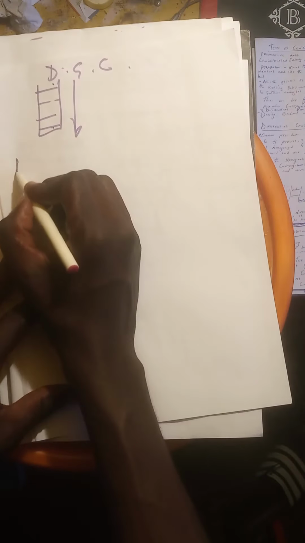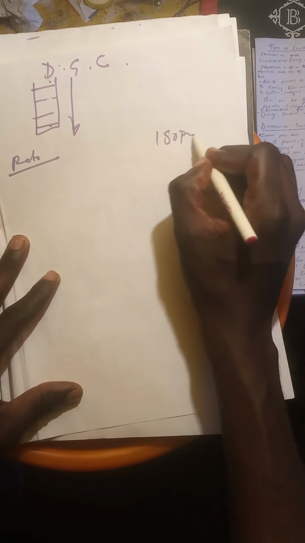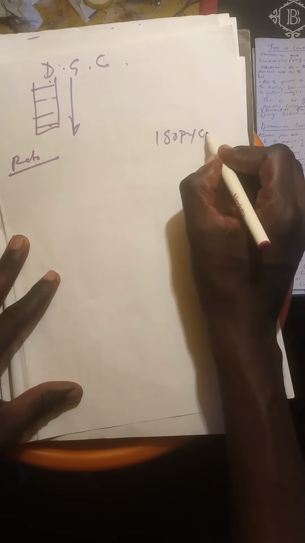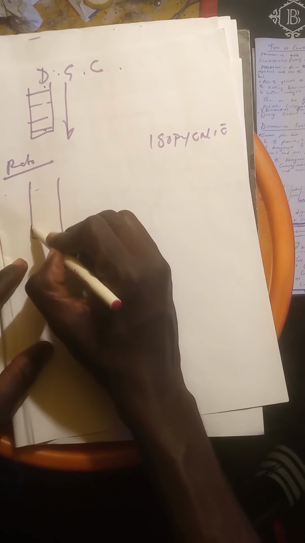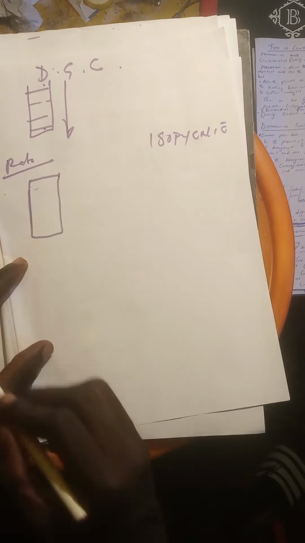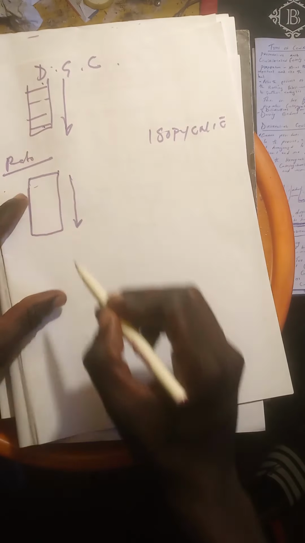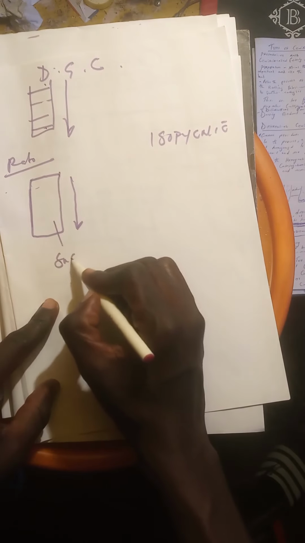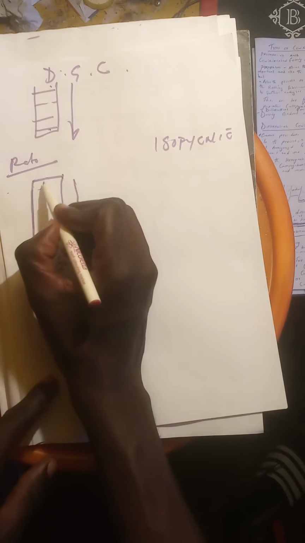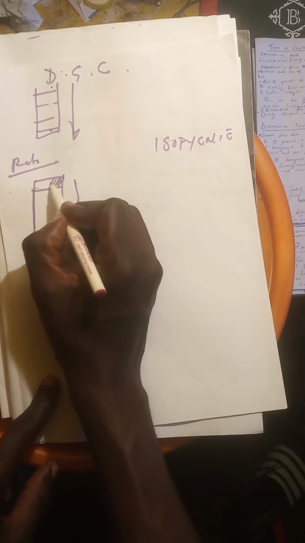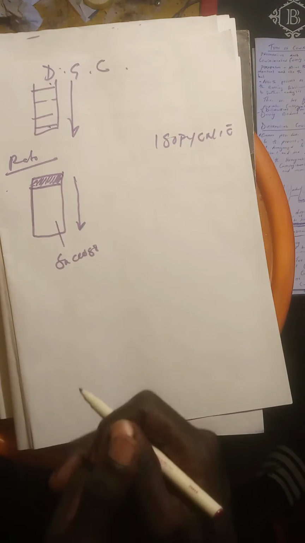So with the rate zonal and isopycnic, let me just do them simultaneously. The difference is that in rate zonal, the medium of separation is already prepared. The gradient medium is already prepared. So what you have is, maybe you have a gradient already prepared of sucrose solution with increasing density from top to bottom. And then you get your sample of interest and place it there on top. Then subject it to centrifugation.